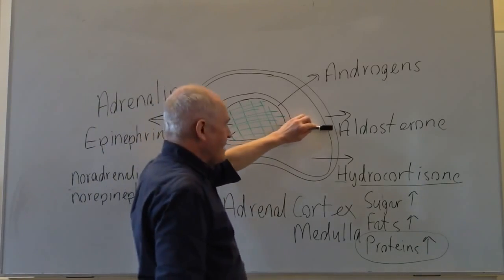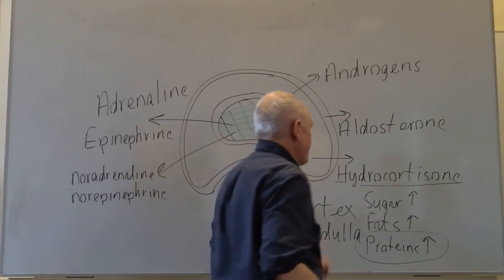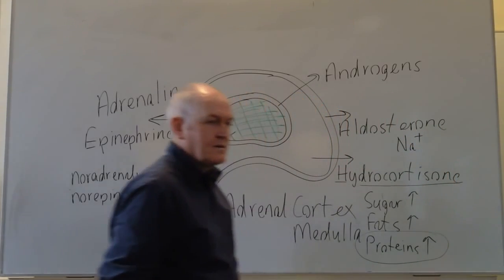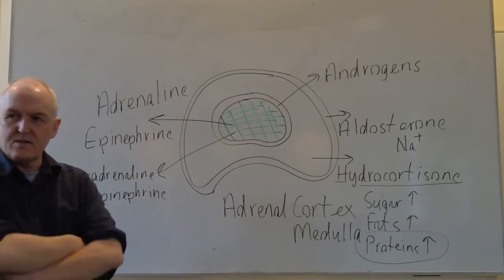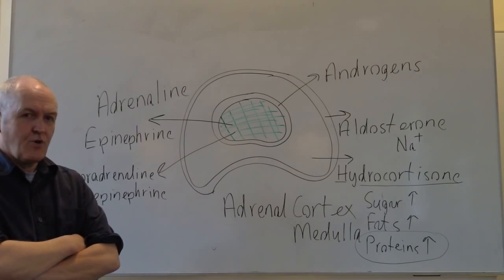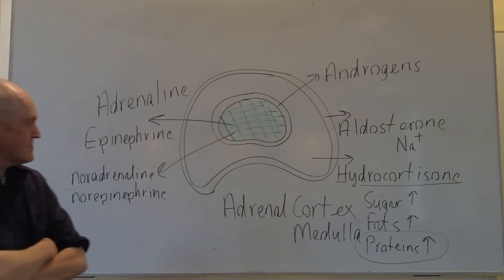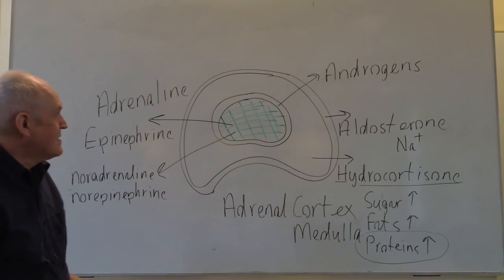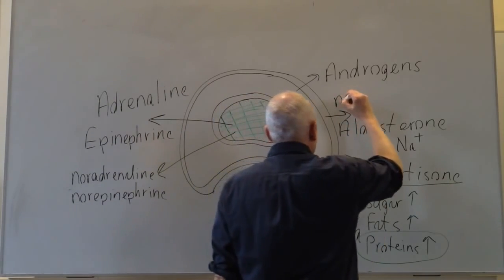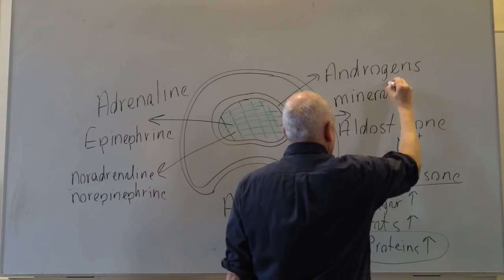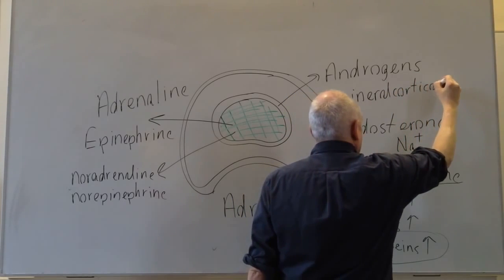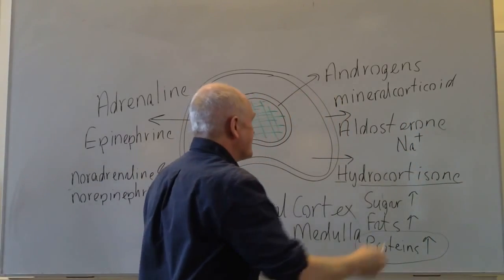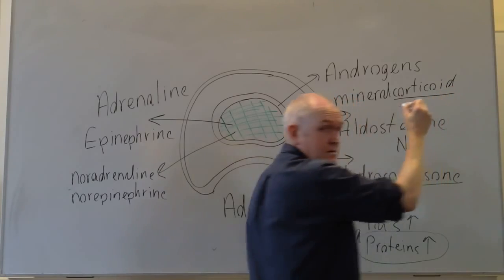Aldosterone, the more aldosterone that's released, the greater the amount of sodium in the blood. So aldosterone increases the amount of sodium. So it's controlling sodium levels in the blood. That's why it's sometimes called a mineral corticoid. Mineral corticoid. You see, it's a corticoid because it comes from the adrenal cortex.